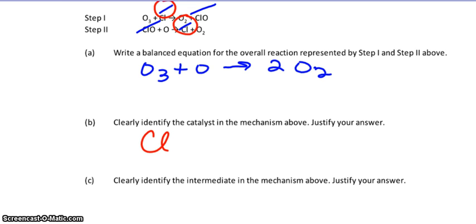It says describe the intermediate in the mechanism above. It's the opposite of a catalyst. It is what is produced in step one and then consumed in step two, so it too does not show up in the overall balanced equation. That would be the ClO. I'll use green for that one. Again, the intermediate is produced in step one and consumed in step two.